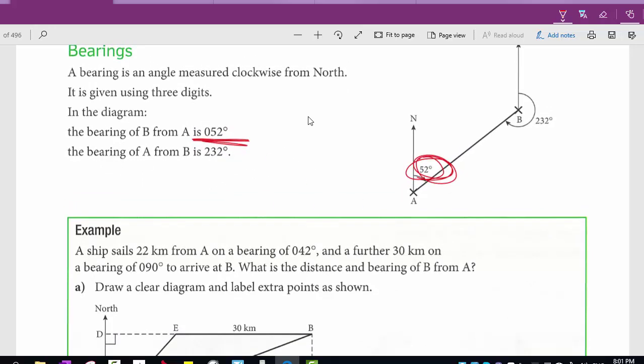If we have two lines like this, the bearing between them is not here. Clockwise, a clock is always moving from 12 to 1, like this. Then the bearing between these two lines is right here. This reflex angle is the bearing.